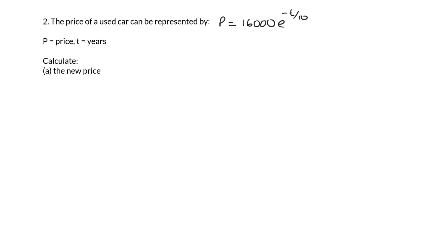Okay, so now you will see more of these type of questions in past papers with natural logs than you would with the other log questions. I'll try and put some kind of scenario around it. The price of a used car can be represented by P equals 16,000 e to the minus t over 10, where P is the price and t is your time in years. Calculate the new price. Well, what is it whenever t is 0? So P equals 16,000 by e to the power of 0. We know that's 1, so P equals 16,000.